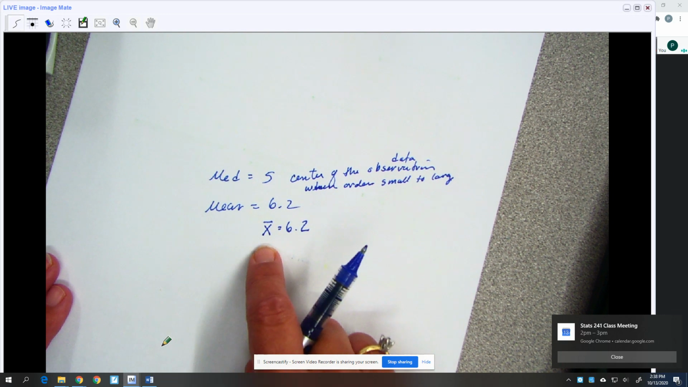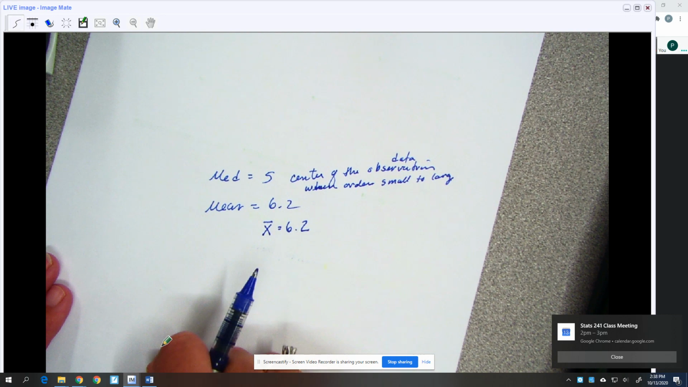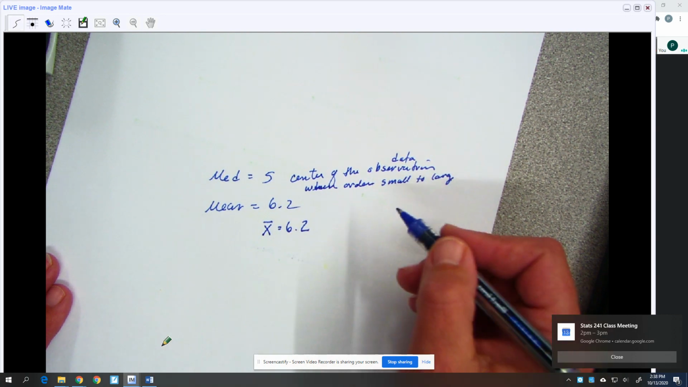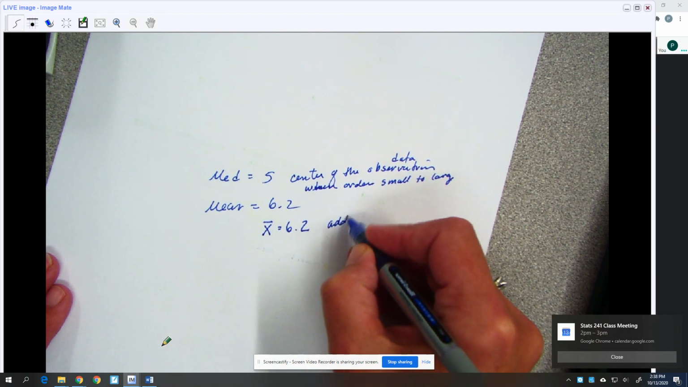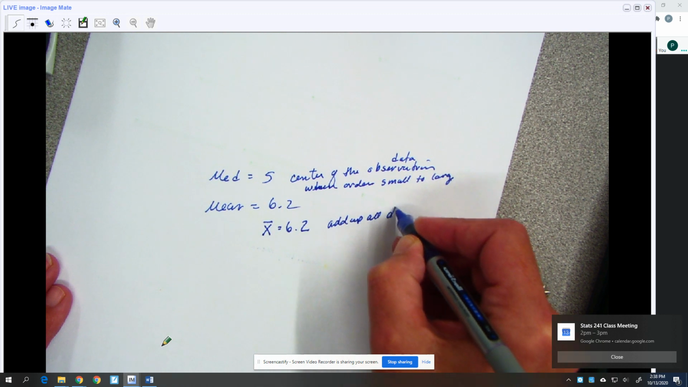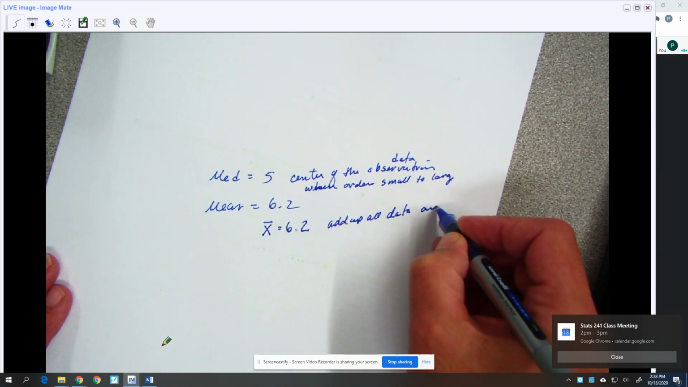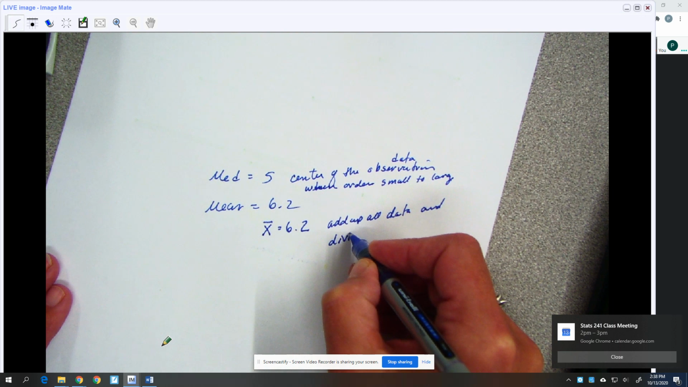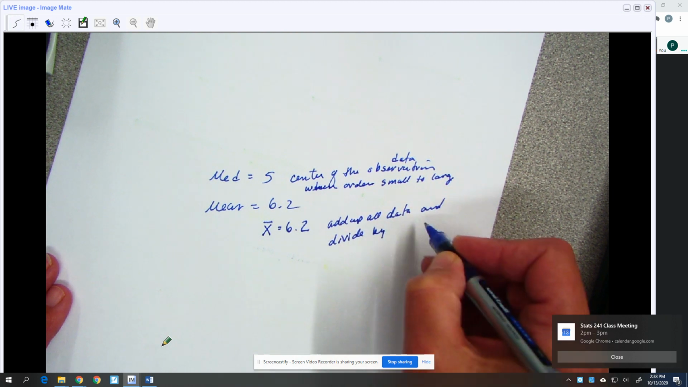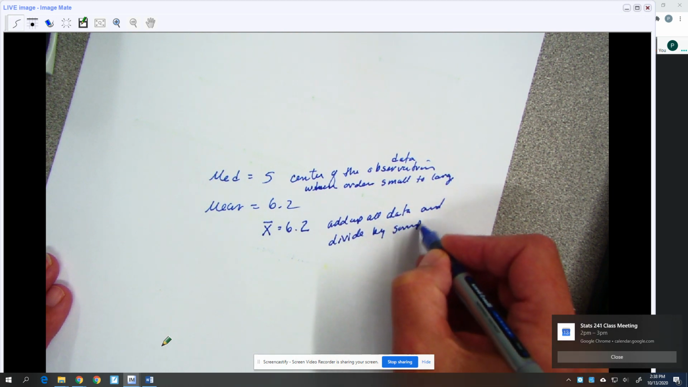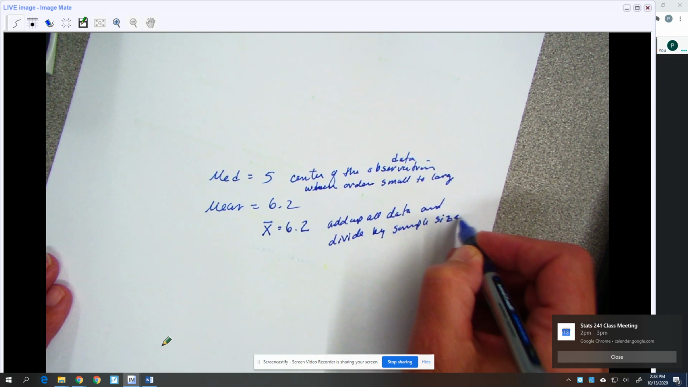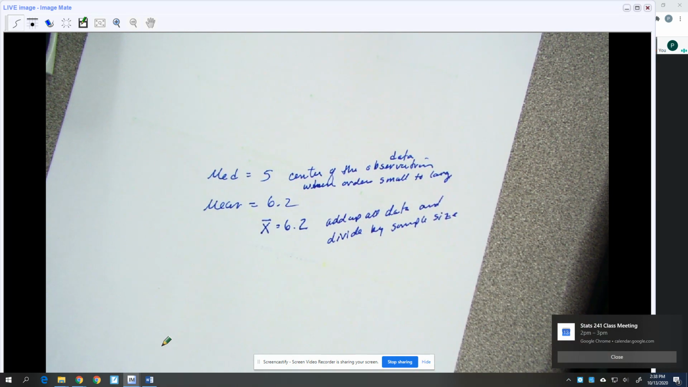What could you tell me about the mean? What did you do to calculate it? Is this what you did? Is that what you did? You added up all the data and divided by the sample size. So you have to tell me.